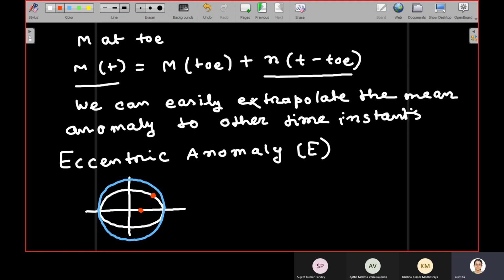Now, from the point where the real satellite is, we draw a perpendicular line, extend it, and find the point where it intersects the imaginary circular orbit. Don't think that the imaginary satellite is at this point. No, not necessarily. It will not be. We have just taken the real satellite in the real orbit, extended a perpendicular line from that point, and found the point where it intersects the imaginary orbit. Then we connect this point of intersection with the center. This angle is the eccentric anomaly.